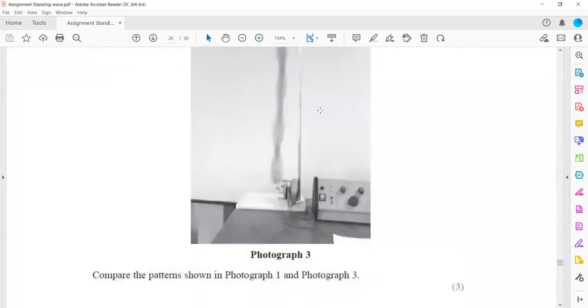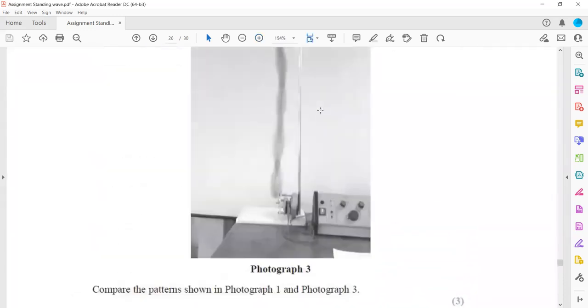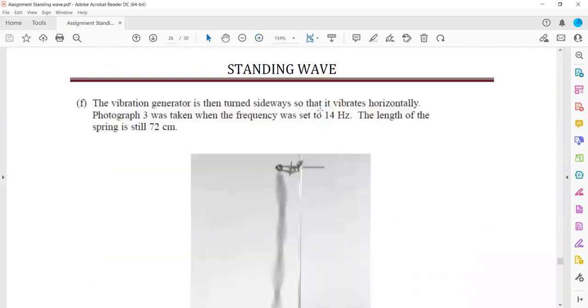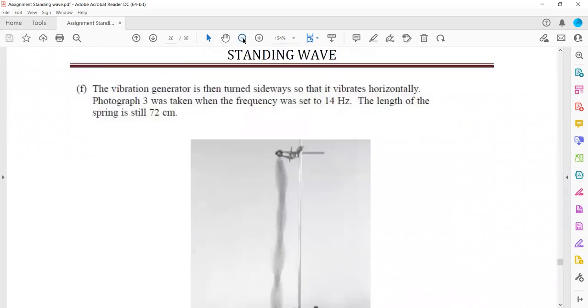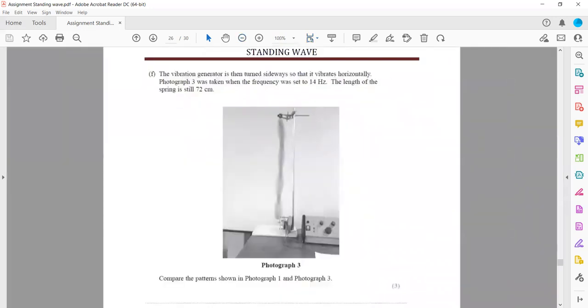Is it clear, this comparison between photograph 1 and 3? Any doubt in this? Yes. No.